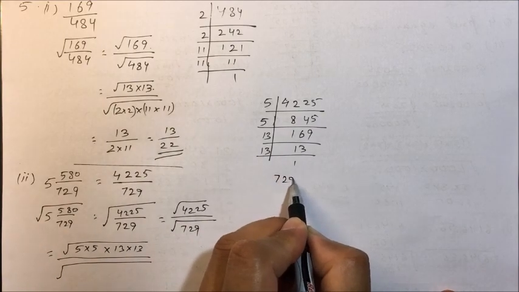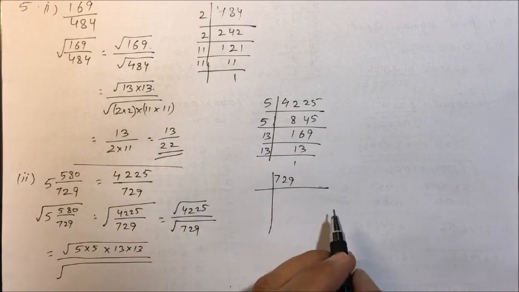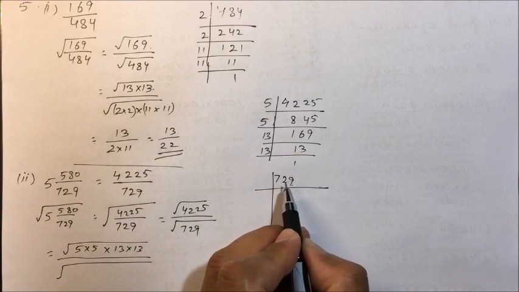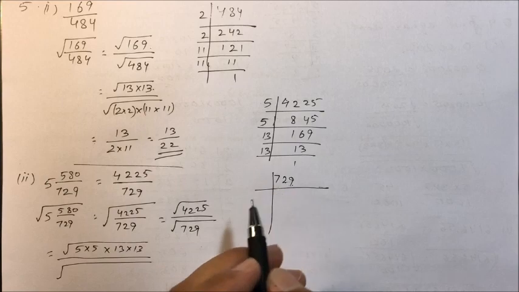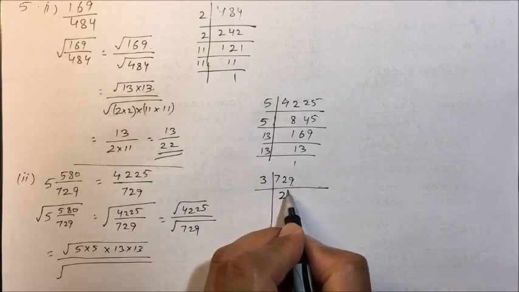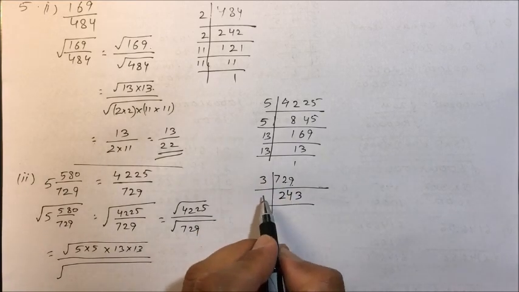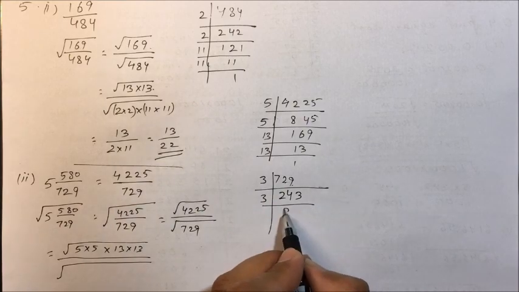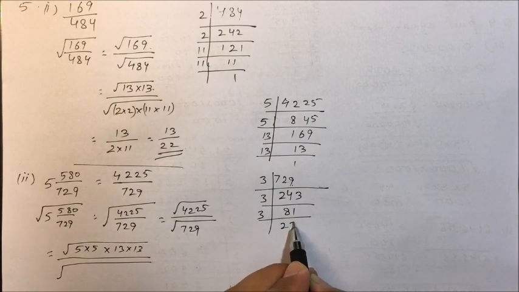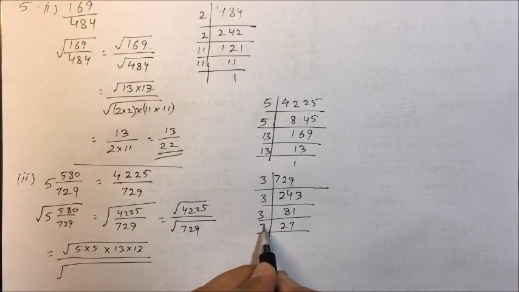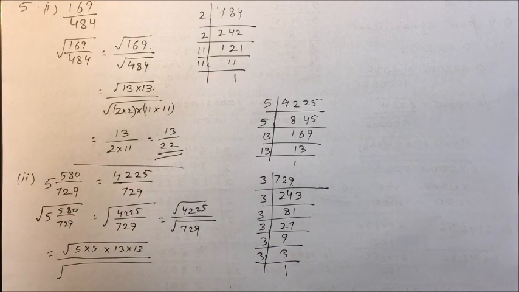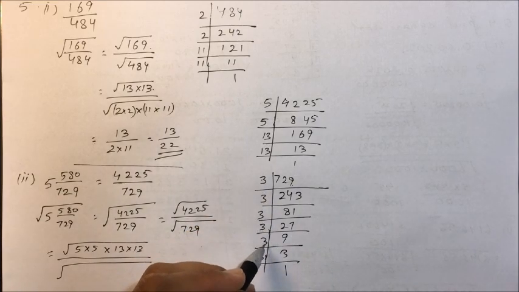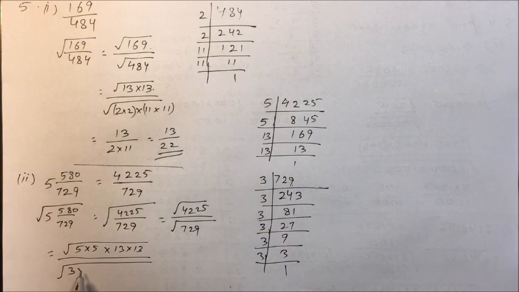So 729, let's factorize. 7 plus 2 plus 9 is 18. So it is divisible by 3. 3, 243. Again 3, 81, 3, 27, 3, 9, 3, 3, 3, 1. So 1, 2, 3, 4, 5, 6. 6 times 3.